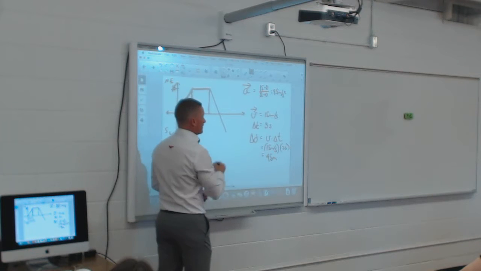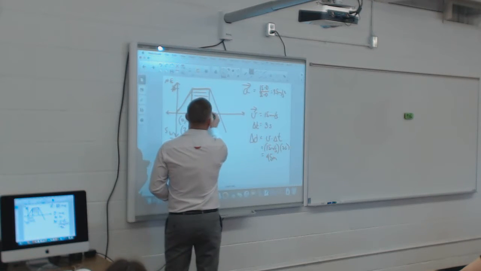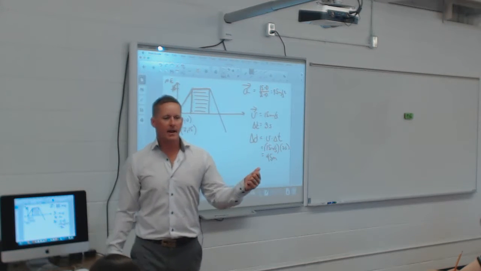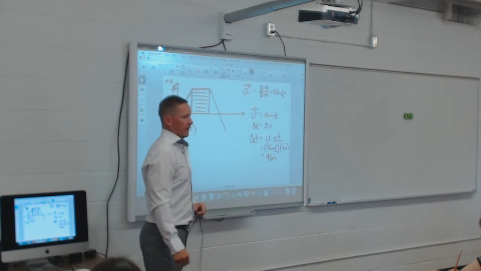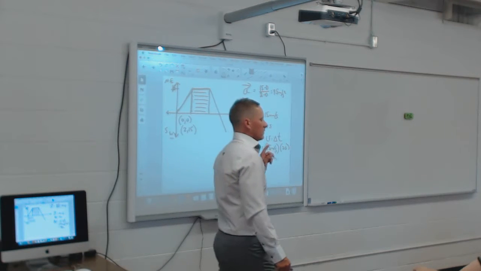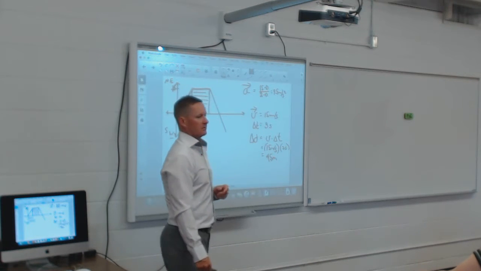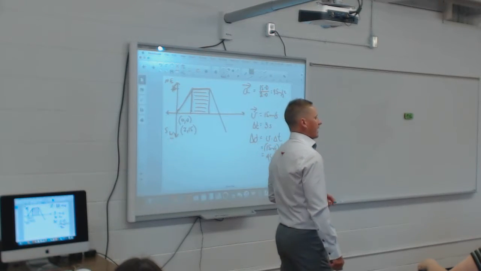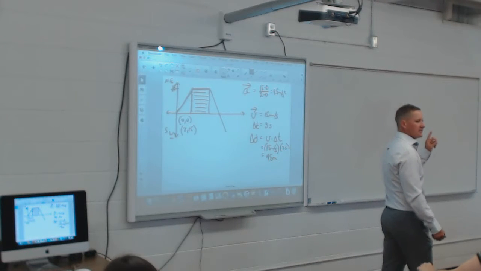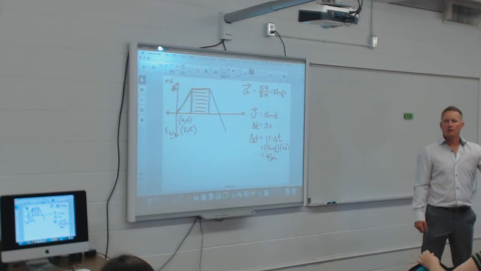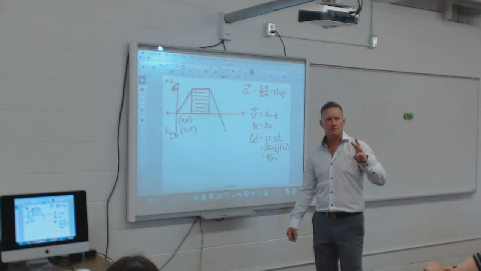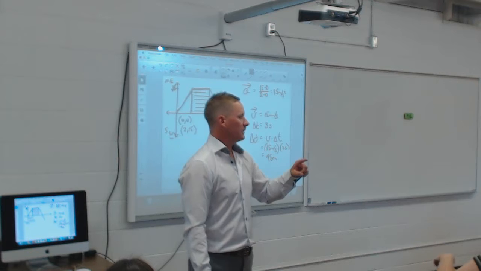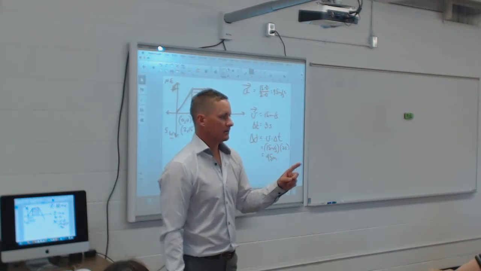I found the area underneath here. This area right here worked out to 45 meters. So if I find the area of this part, it should give it to me. So what's this shape? How do I find the area of a triangle? Half base times height. Half of my base, which is 2, times my height, which is 15. So half times 2 is 1, times 15 is 15 meters.